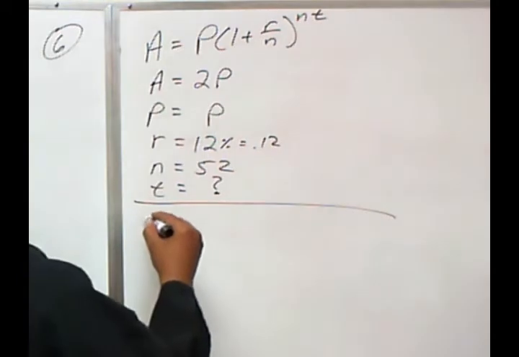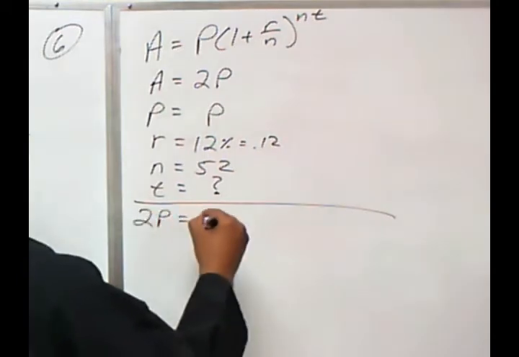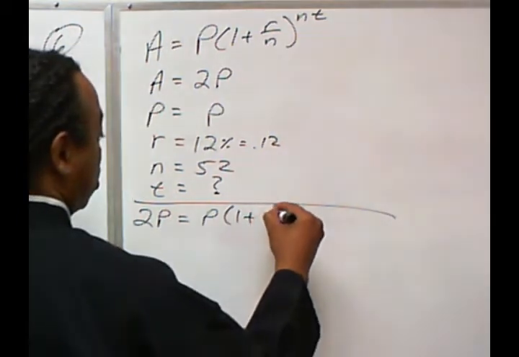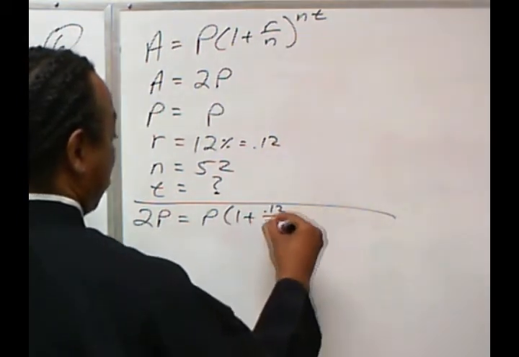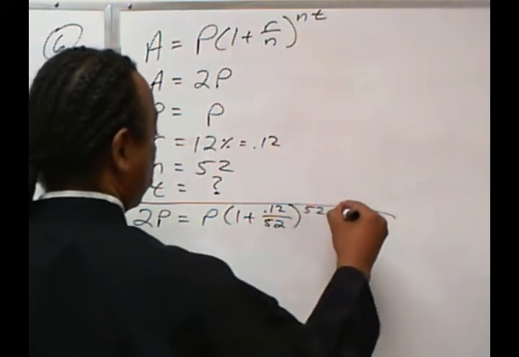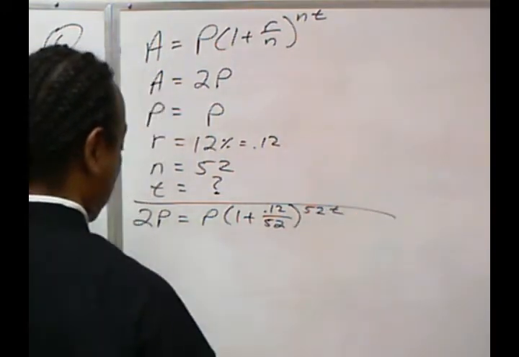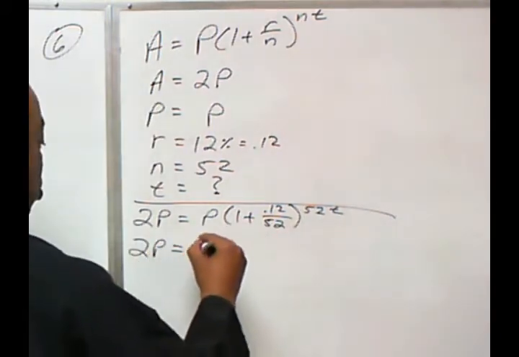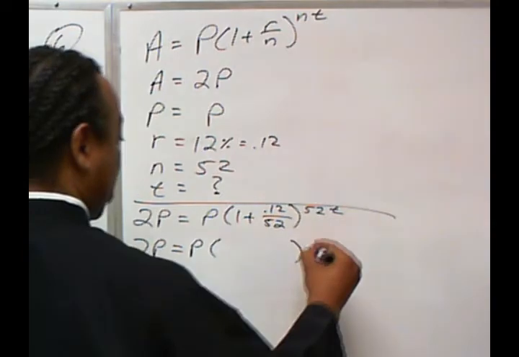Alright, so what we have is 2P equals P times (1 plus 0.12 divided by 52) to the power of 52t. Alright, let's simplify this inside here and find our base.